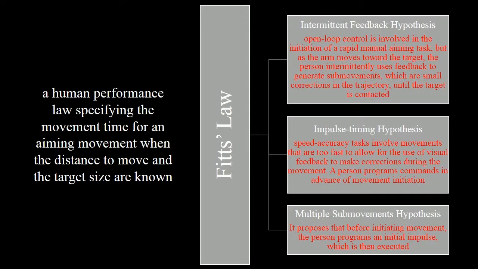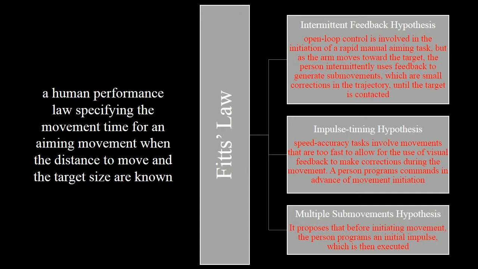3 prominent hypotheses related to explaining Fitts' law include intermittent feedback hypothesis, impulse timing hypothesis, and multiple submovements hypothesis. Intermittent feedback hypothesis states that open-loop control is involved in the initiation of a rapid manual aiming task, but as the arm moves toward the target, the person intermittently uses feedback to generate submovements, small corrections in the trajectory, until the target is contacted. As the number of corrections increases, movement time increases for longer distances or narrower targets.